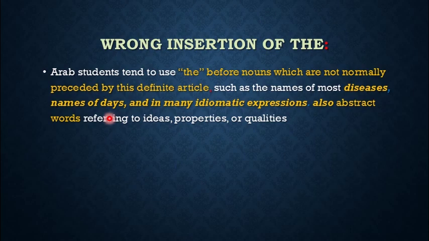Okay, and in many idiomatic expressions, also abstract words, referring to ideas, properties, or qualities. So we say, for example, الغضب. In English we would say "anger". Anger shouldn't control you. In Arabic this would be al-ghadab.